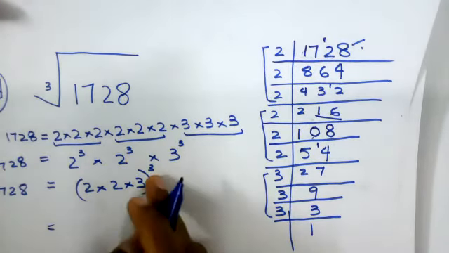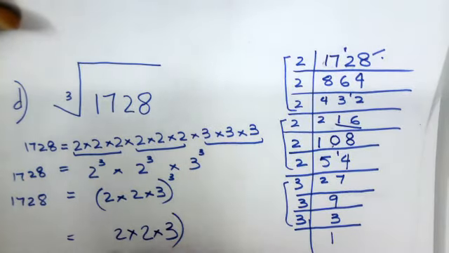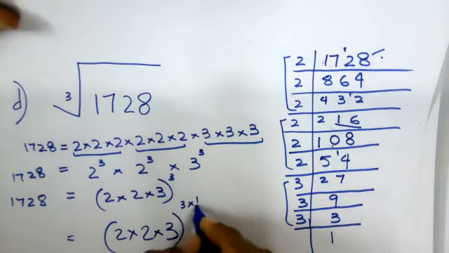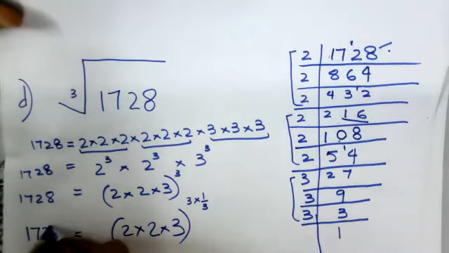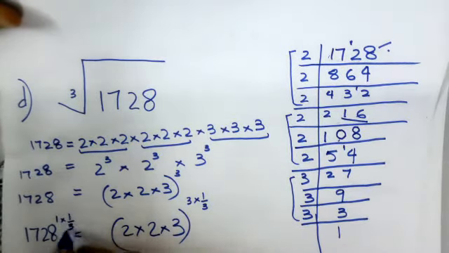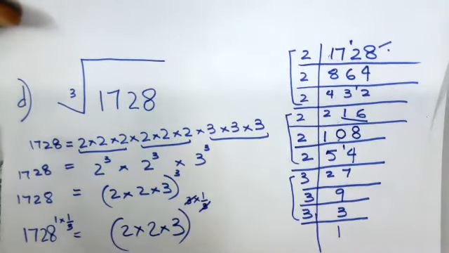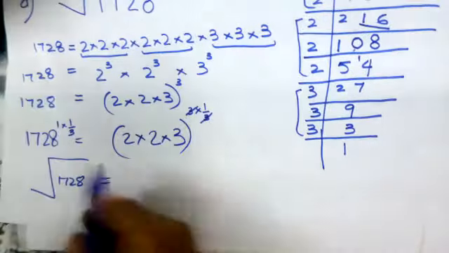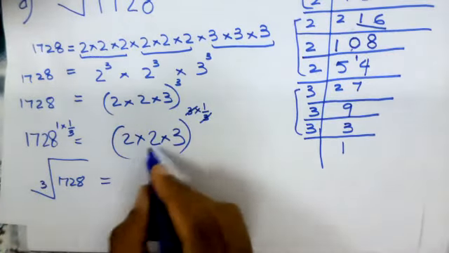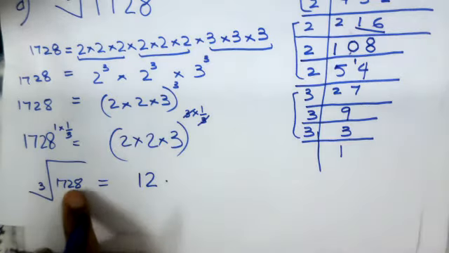Okay, now if I want to get rid of this, what will I do? I will multiply this power by 1 over 3 this time. Again, I will multiply this also by 1 over 3. This 3 and this 3 get cancelled. This can be written as this. Can you see? This can be written as 2 2s are 4, 4 3s are 12. So the cube root of 1728 is 12.